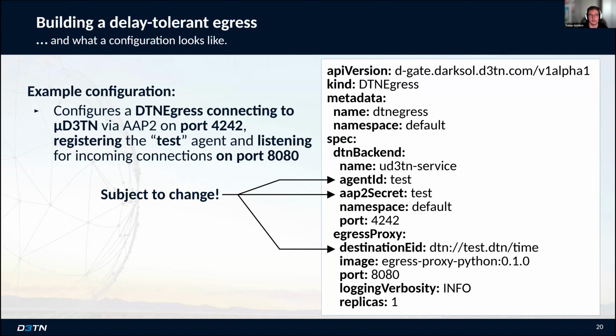So here's an example configuration. This configures a DTN egress which connects to micro-DTN via AAP on port 4242, registers the test agent, and listens for incoming connections on port 8080. Here are 3 things which I highlighted.